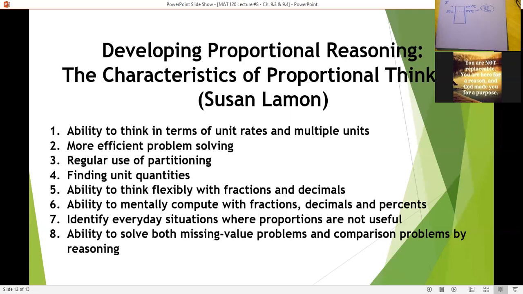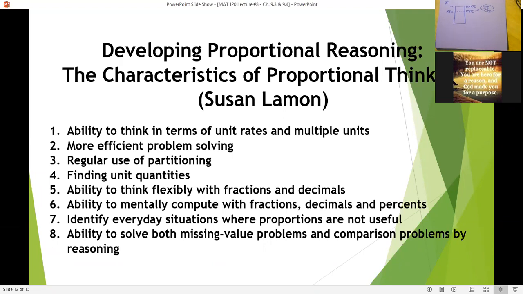More efficient problem solving, that they can think about problem solving. And then we have regular use of partitioning, meaning that often they're drawing diagrams like this and making connections and cutting them into parts and things like that. Finding unit quantities, which means finding the amount for exactly one and only one item.